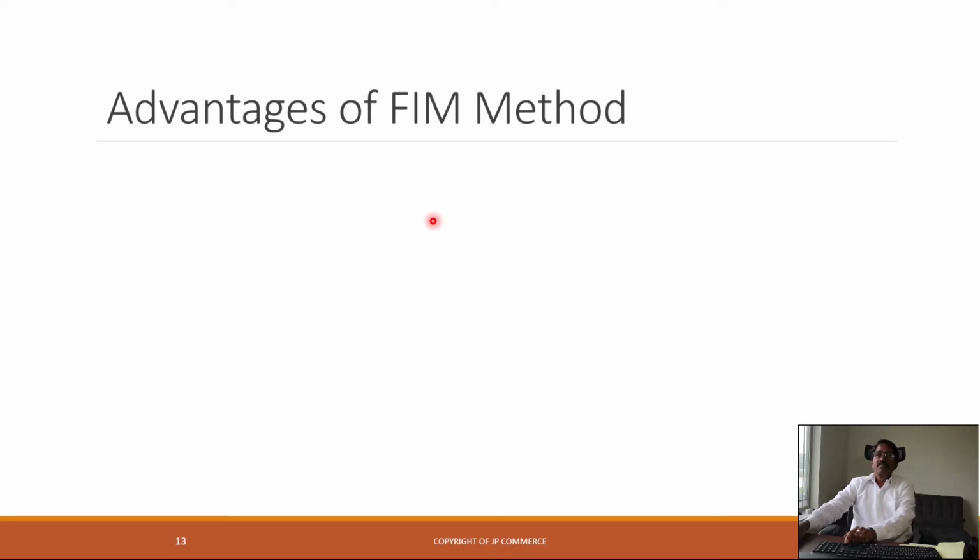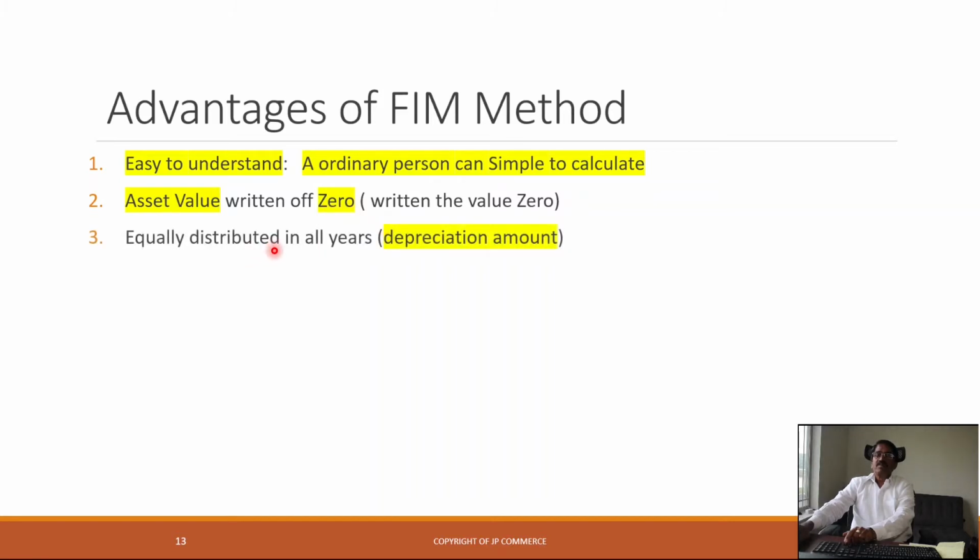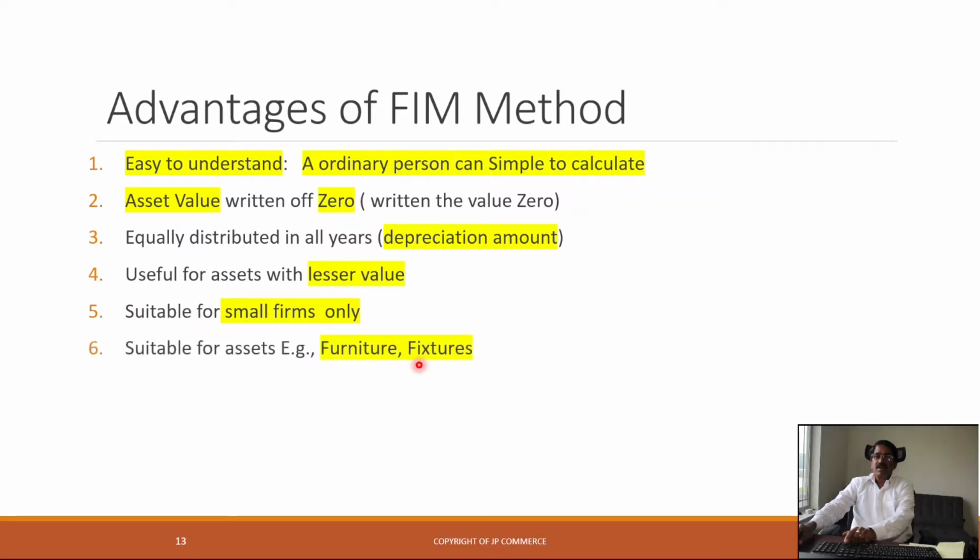Now, the various advantages of this method are: it is very easy to understand and simple to calculate. An ordinary person can solve the problem under this method. Under this method, the value of the asset will be written off down to zero. Depreciation is equally distributed throughout the lifespan of the asset. This method is suitable only for assets which have lesser value, such as small farms, and furniture and fixtures.